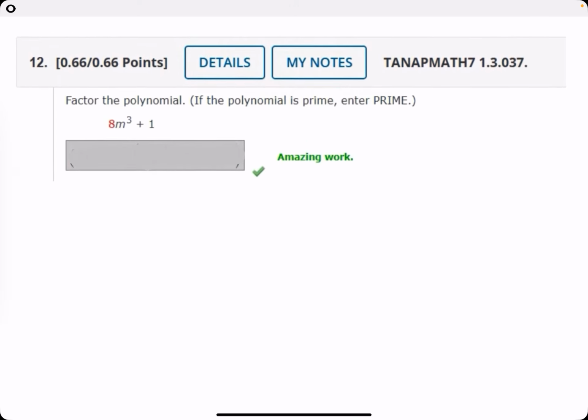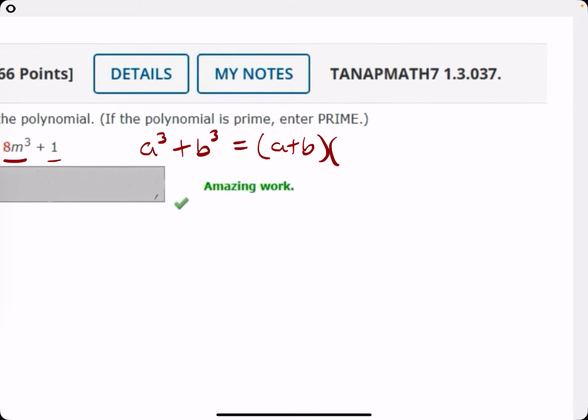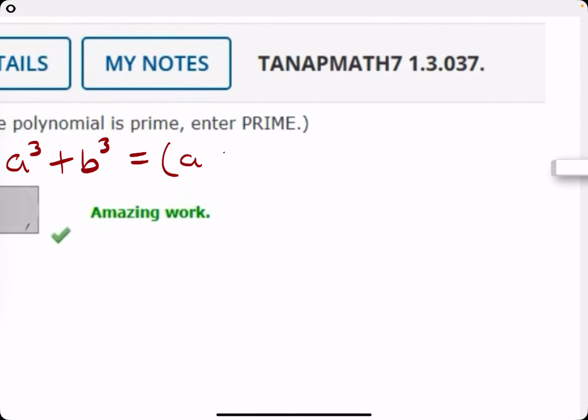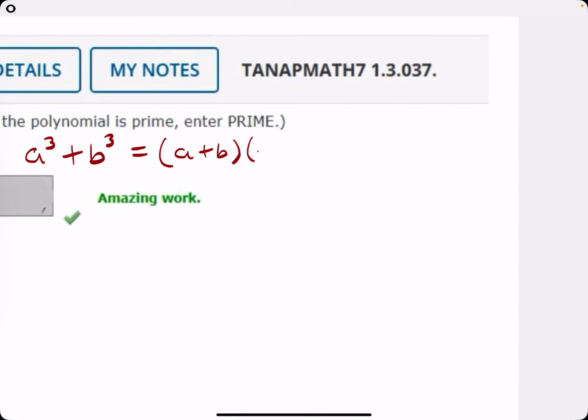Number 12, factor this polynomial. It's important to recognize this is a sum of two cubes. It might be helpful to know this formula for factoring a sum of two cubes. If it's a cubed plus b cubed, you have a plus b, a squared minus ab plus b squared.